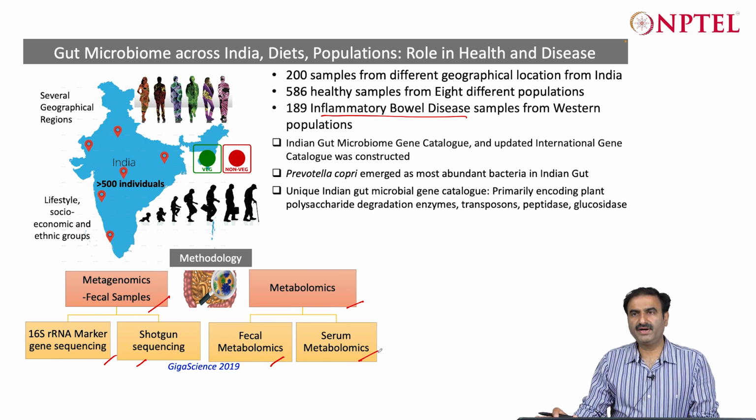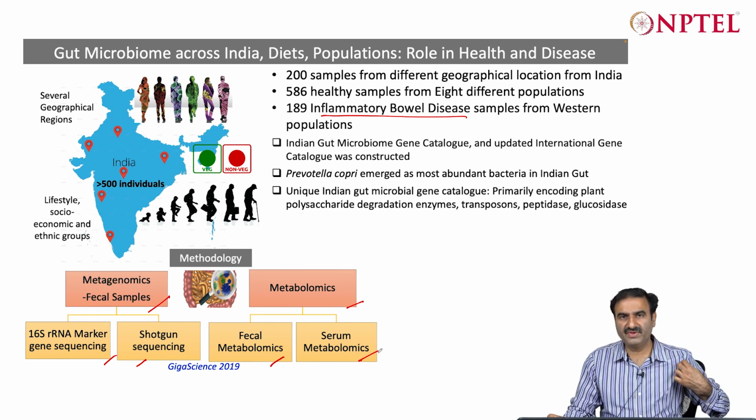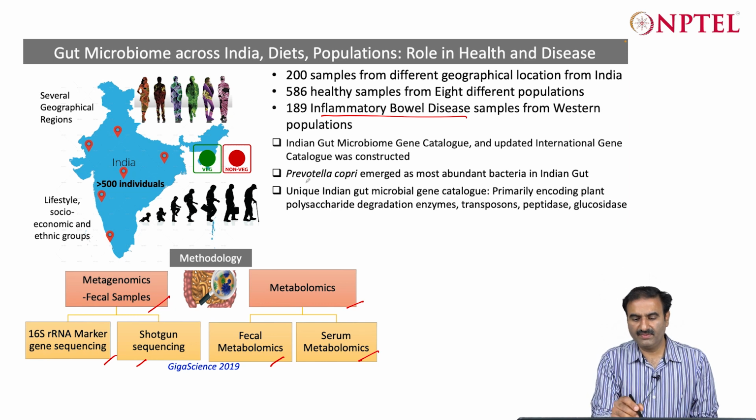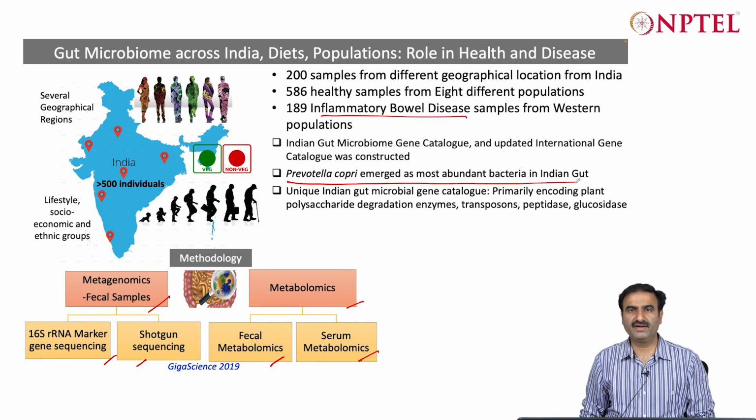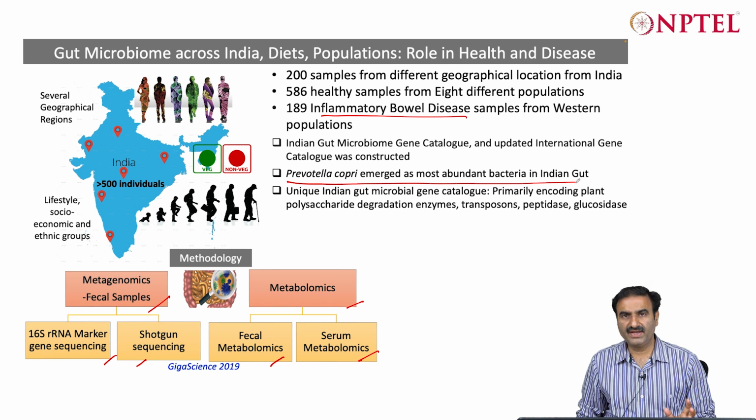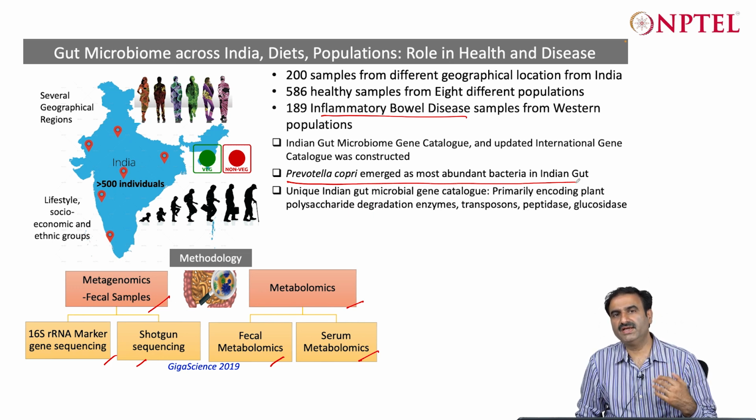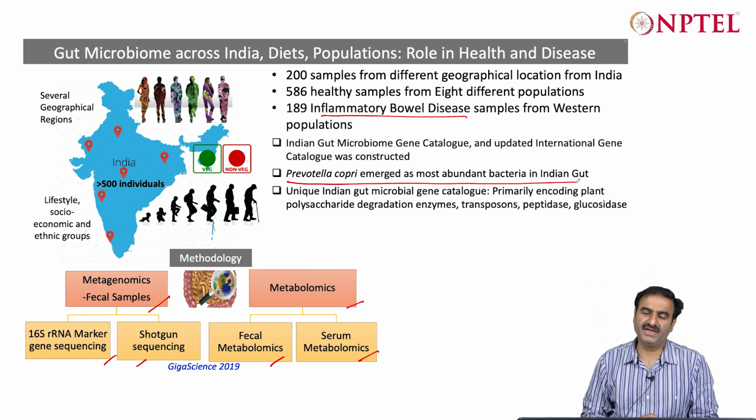Another important finding that emerged was that Prevotella copri was the most abundant bacteria in the Indian gut microbiome, almost 30 to 90% of the gut could be this particular species. However, other species of Prevotella were found in Western populations, and they were mostly the inflammatory species, whereas Prevotella copri, though sometimes associated with some diseases, is found in the healthy human gut microbiome in Indian populations.